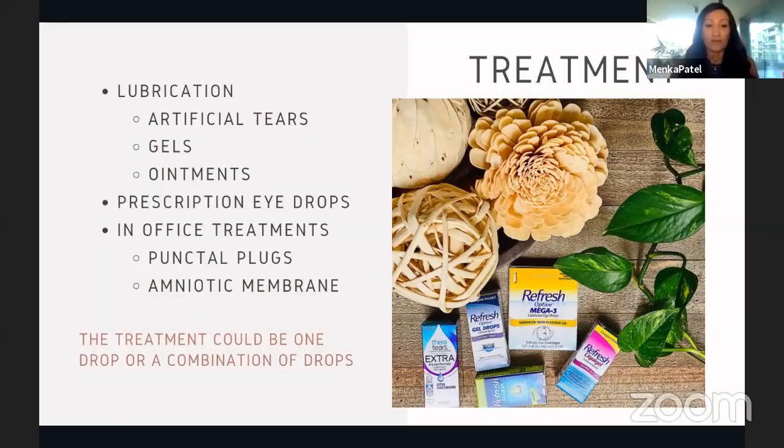There's also, of course, prescription eye drops. That's after we've tried all these other things, the over-the-counter medications. Prescription eye drops would be such items as Restasis. I'm sure that you guys have heard about Restasis. It's been around for 20 plus years.